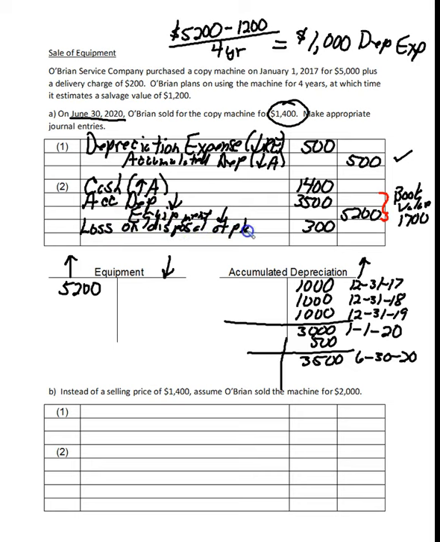Loss on disposal of plant asset, $300. And if I add up all my debits, these all total $5,200, and I have a $5,200 credit.